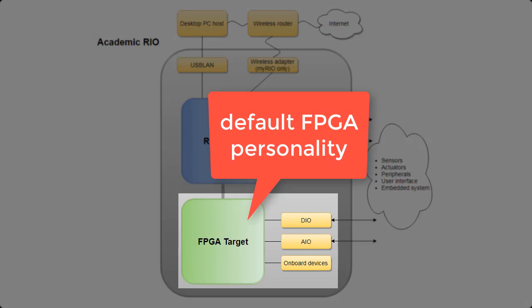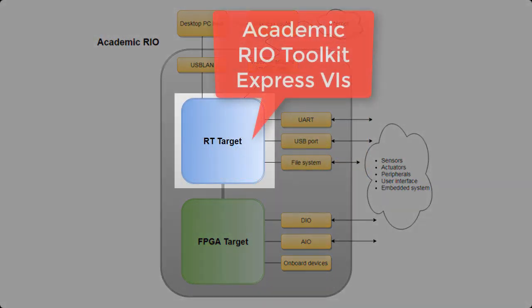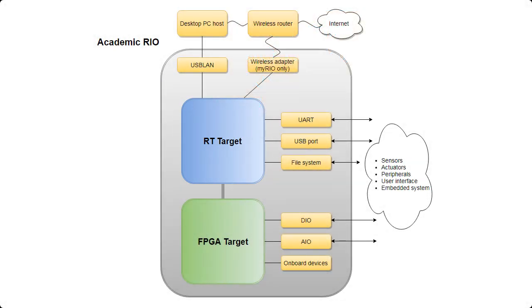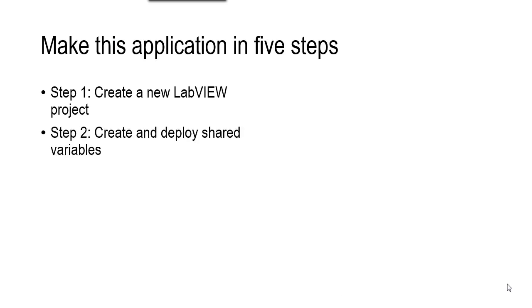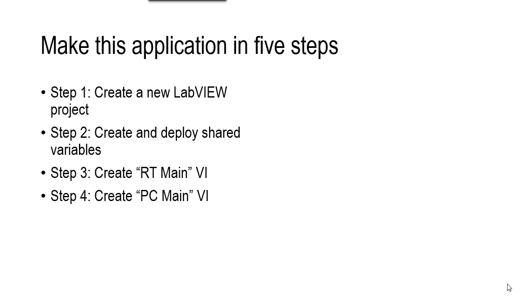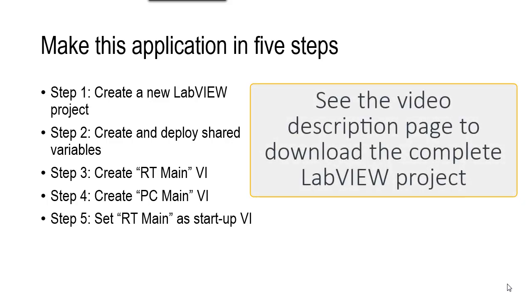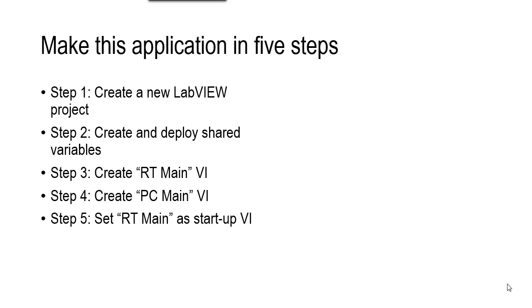We will use the default FPGA personality and associated academic Rio Toolkit Express VIs that run on the real-time target. We'll build this application in 5 steps. We'll begin by creating a new LabVIEW project, creating and deploying shared variables between the desktop computer and the real-time target. We'll create the VI that runs on the real-time target, and then the VI that runs on the PC desktop. And finally, we'll set the real-time main VI as the startup VI. The completed LabVIEW project is also available for download.